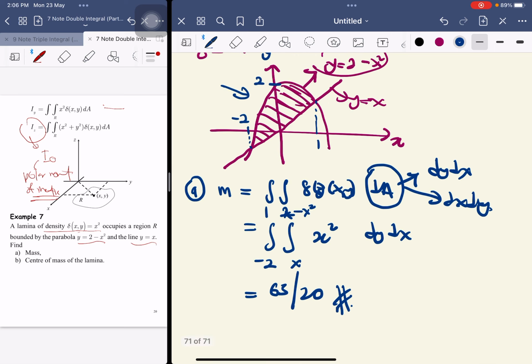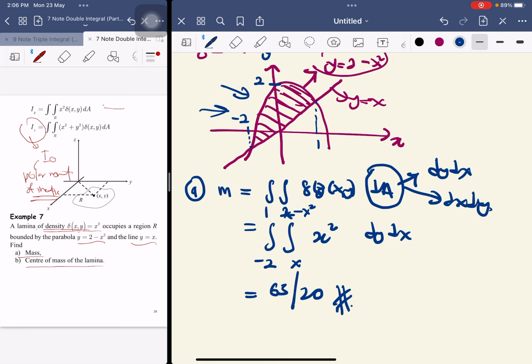Okay, so the additional parts. When we talk about the applications, you need to know how you can find the mass. You need to have the density. So density is given. The next step is for you to figure out the limit based on the bounded region. So that's how we find or solve for mass.